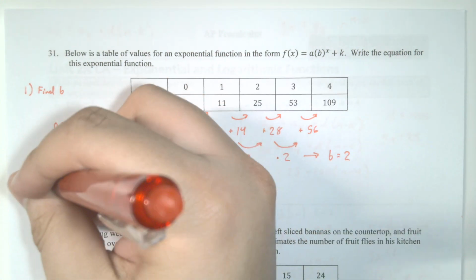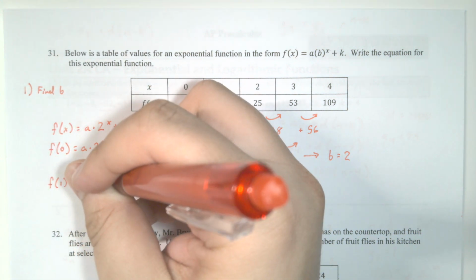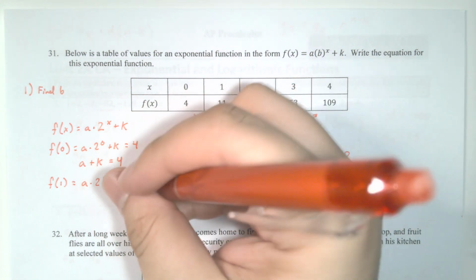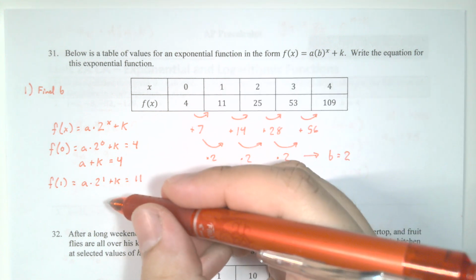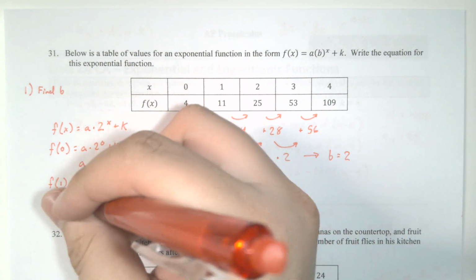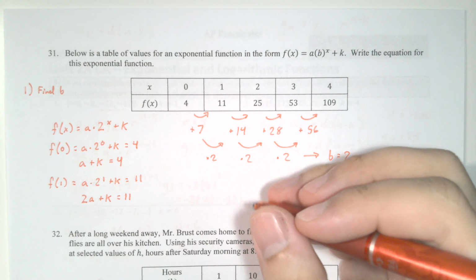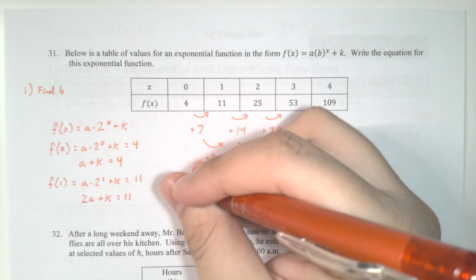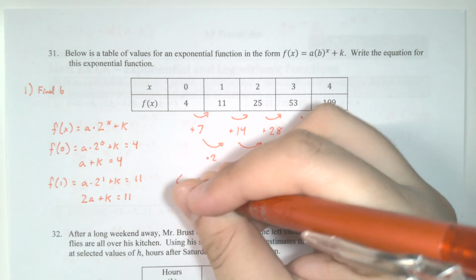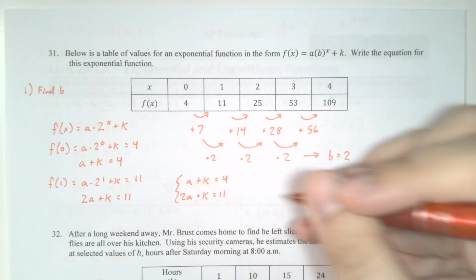And similarly, if we do f of 1, that's going to be a times 2 to the power of 1 plus k, and the y value we get out of that is 11. So simplifying that, we have 2 to the power of 1, which is just 2. So we have 2a plus k is equal to 11. And so now we want to solve the system of equations a plus k is equal to 4 and 2a plus k is equal to 11.